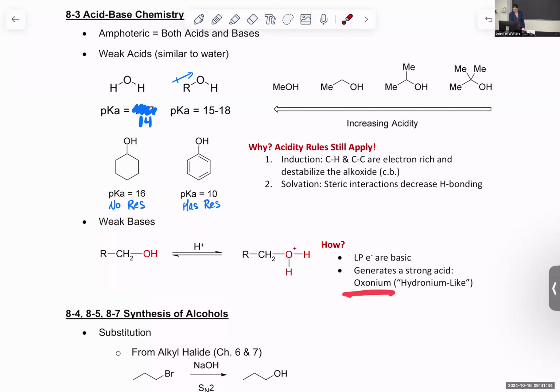oxonium ion. It generates that strong acid. So it had to come from a weak base because it's making something that's positively charged. So this is going to be more acidic, so that is a weak base. So our neutral alcohols are both going to be the weak acid and weak base. It can do both, but it's just not very good at either.